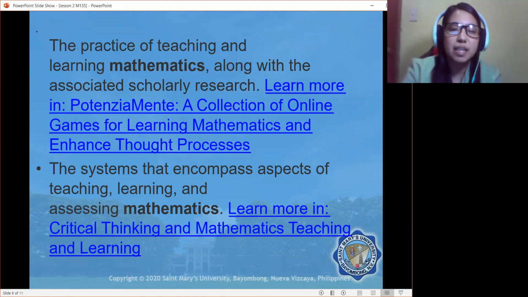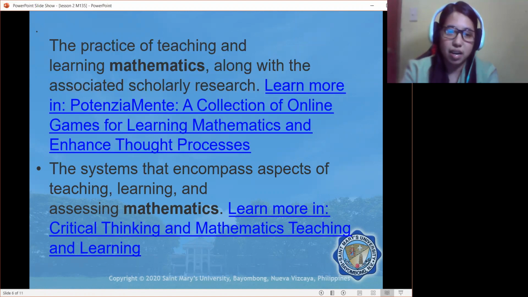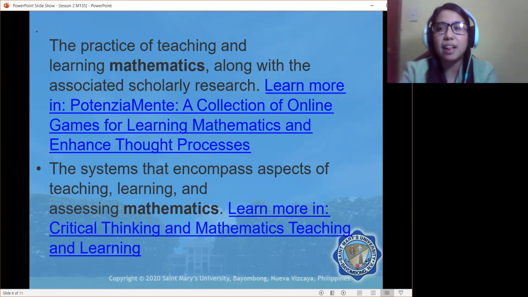It is also the system that encompasses aspects of teaching, learning, and assessing mathematics. And again, we have here a link to learn more, where we can read about critical thinking and mathematics teaching and learning. One striking skill here is critical thinking, because we are familiar that this is one of the twin objectives of the K-12 curriculum: to improve critical thinking and problem solving skills.